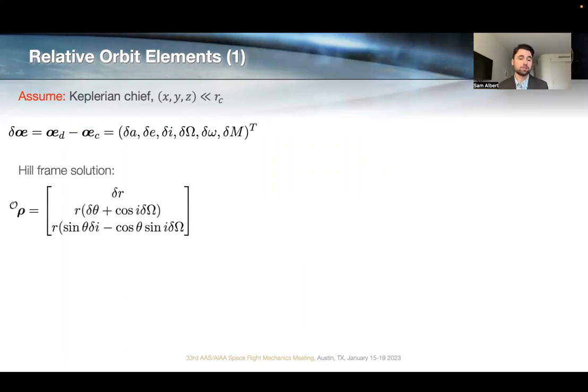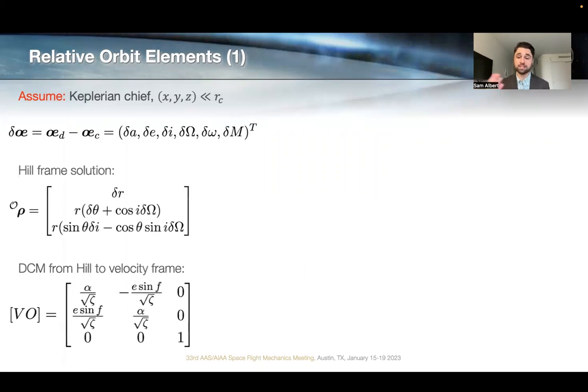And we already have a solution for this in the Hill frame. In contrast to earlier, where we have these frame-based time derivatives, this is just an analytical expression for the relative position in the Hill frame with respect to these delta R and so forth. And so it's as simple as: we know the direction cosine matrix between these two frames as a closed form expression, and we can just pre-multiply the existing solution by that DCM.